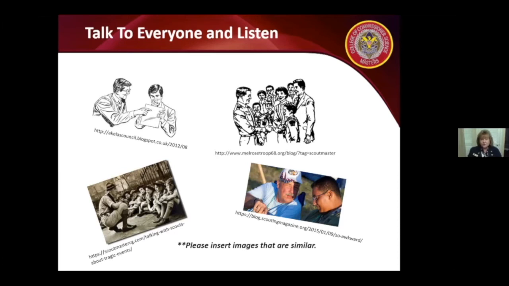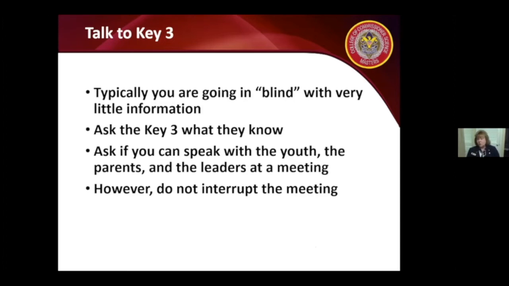All right, then you're going to talk to the key three. Now, typically you're going in blind with very little information when you go to a unit to see what's going on, or you've been told that it is in critical condition. So ask the key three what they know. It'd be nice if you could talk to them all together. But if that's not possible and you have to call, make sure you call all the key three. Can't do it really at the same time, but one right after another, so one doesn't feel like they've been slighted if you talk to only one of the key three. So be sure and take care of that.